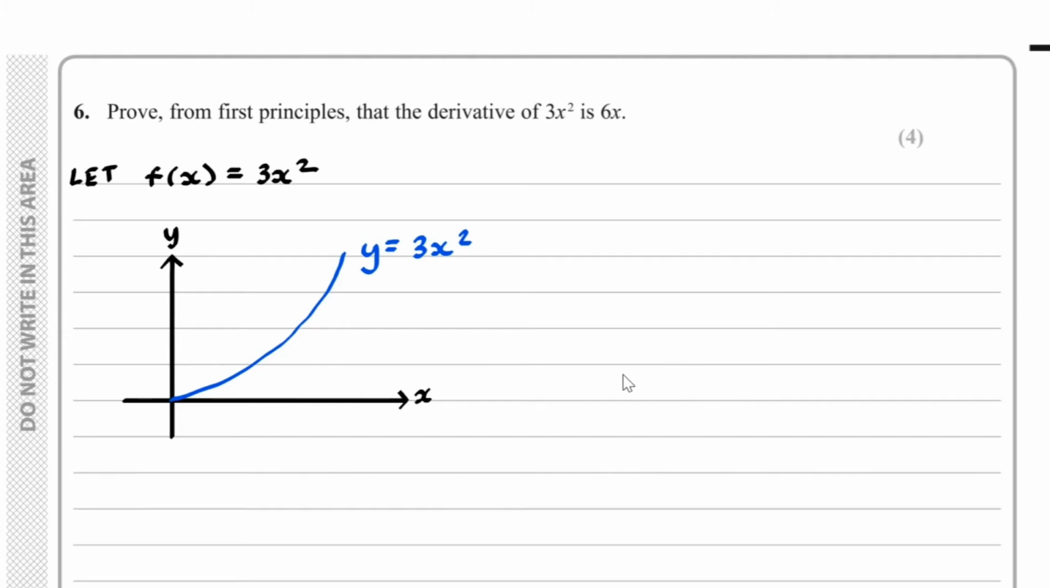Here is part of the graph of y equals 3x squared. Now, when x is equal to x, the corresponding y value when x is equal to x is 3x squared.